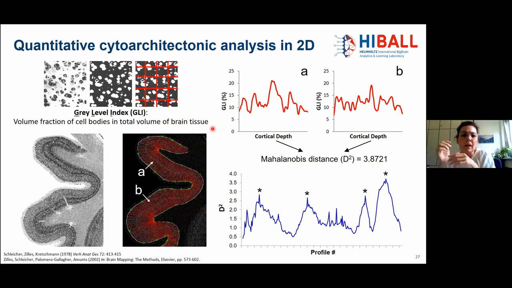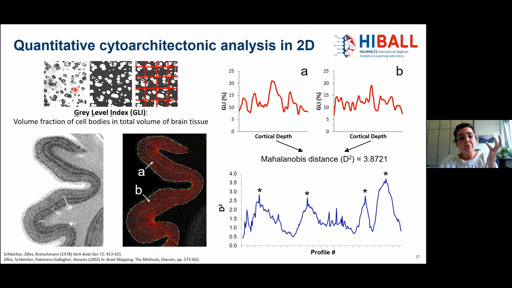Karl Zilles and Katrin Amunts worked for years to establish a quantitative and statistically testable approach to cytoarchitectonic mapping. This was all done in two dimensions, and it was based on a quantitation of the grey level index, which gives us an idea of the proportion of cell bodies in the cortex in relation to the other parts of cells in the cortex.